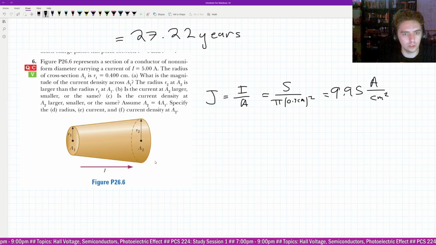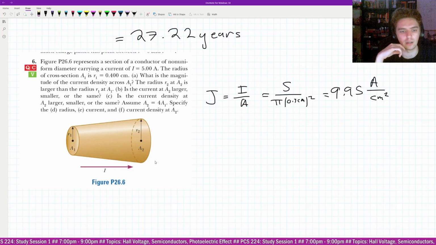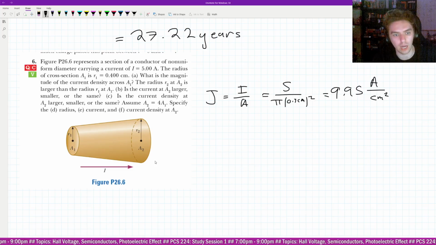The radius R2 at A2 is larger than the radius R1 at A1. That's not a question. Part B: is the current at A2 larger or smaller? The current is the same. The flow of electrons doesn't change here. If you think of a resistor as a smaller bit of a pipe, then that would slow it down, and then it would be the same speed over here. There's nothing slowing down over here, it's just a flow. So the current would be the same, but the current density would not be the same.